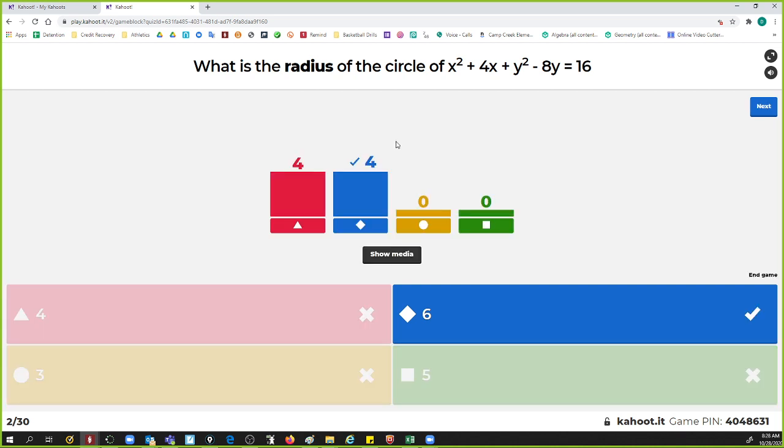All right, 4 people got this one right, so let's go over it real quick. If you get this 4, cut it in half, is 2, and you square it, you get 4. So far we're getting this 16 and adding 4 to it. What's 16 plus 4? 20.